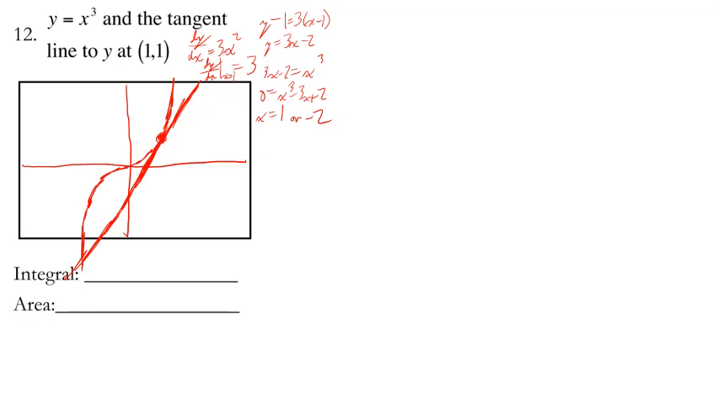If that hadn't worked, you notice that you cannot use the quadratic formula because it's not quadratic. It's x cubed. And that's why we also can't factor. So if some of you tried to factor, well, that's not going to work. So we know that our integral is going to be from negative 2 to 1.